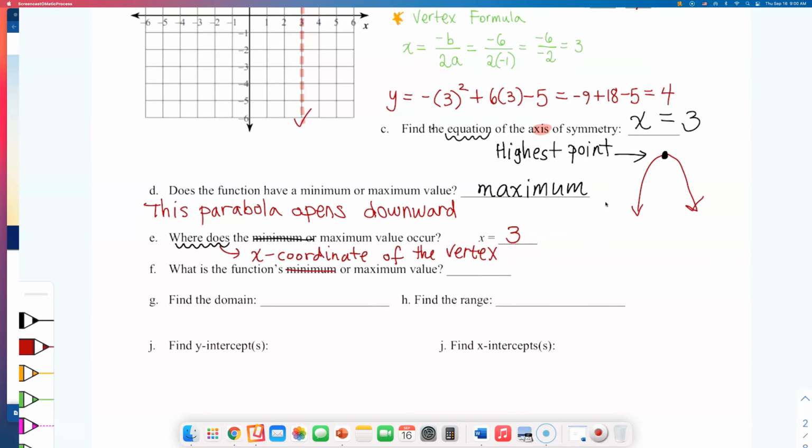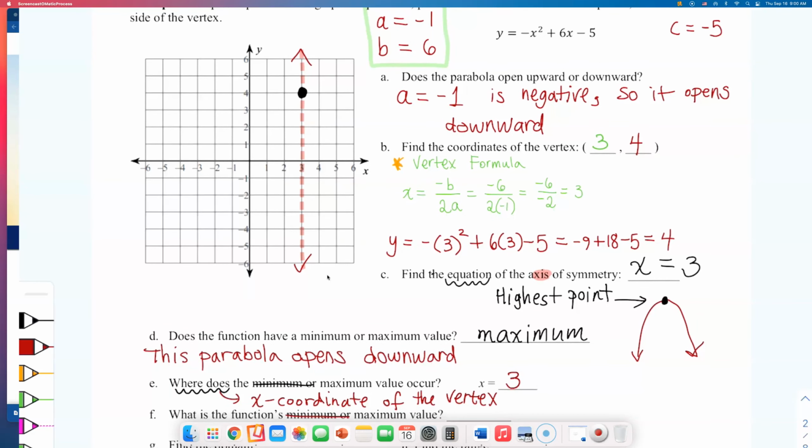And the next question it asks, what is the actual maximum value? The function's maximum value. And you know how I'm crossing out the word minimum? Because this function will not have a minimum, right? It will have the highest point, and that's a maximum. The parabola will look something like this. So the highest y value will be 4. So I'll tell them the maximum value is 4. And you know this is the y coordinate of the vertex.